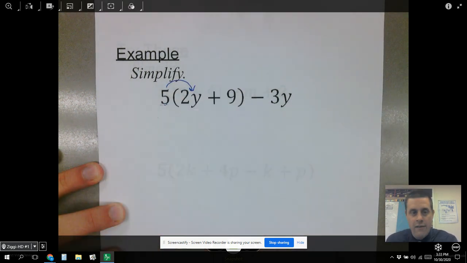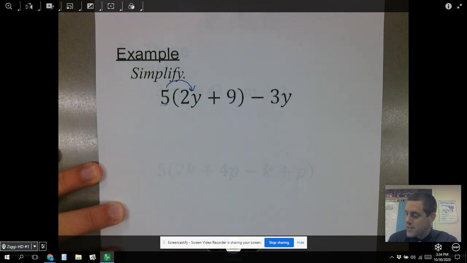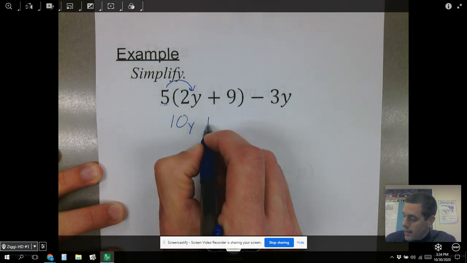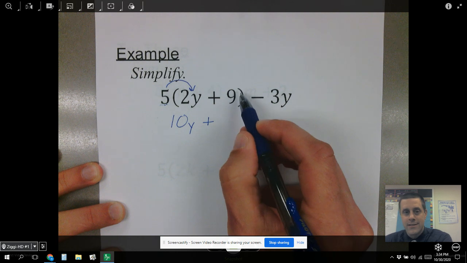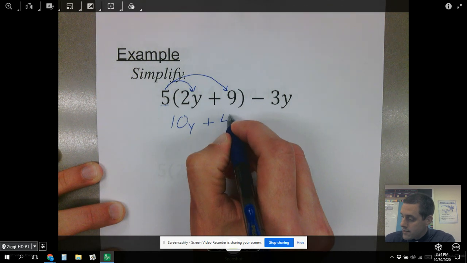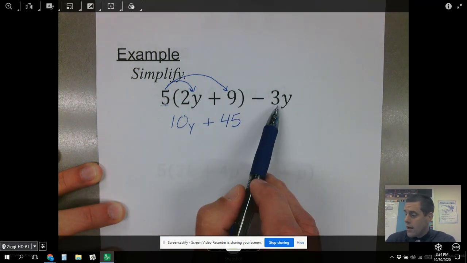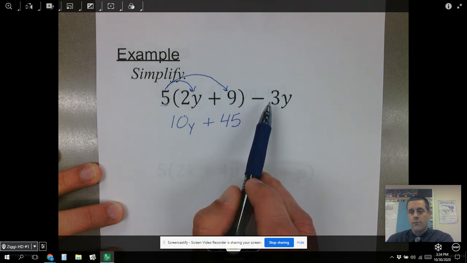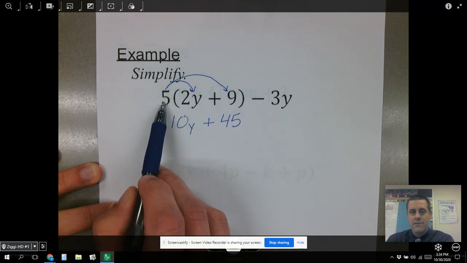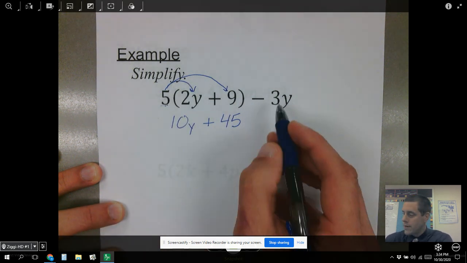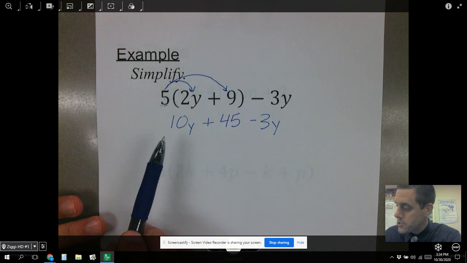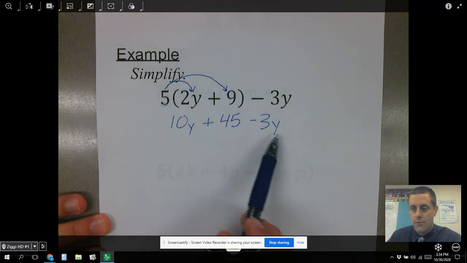So I'm going to start with 5 times 2y. 5 times 2 is 10, so 5 times 2y would be 10y. I'm going to drop down my plus sign. This 9 is also inside of the parentheses, so make sure you distribute that coefficient to it as well. 5 times 9 is 45. Now, outside of those parentheses is a minus 3y. Because that term is not part of the parentheses, the 5 does not get distributed to it. We're just going to bring down the minus 3y. Now that I've used the distributive property, my expression is 10y plus 45 minus 3y.